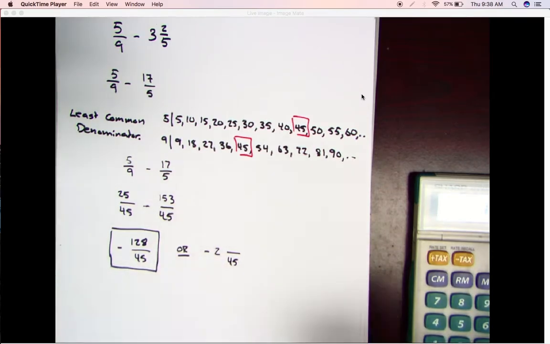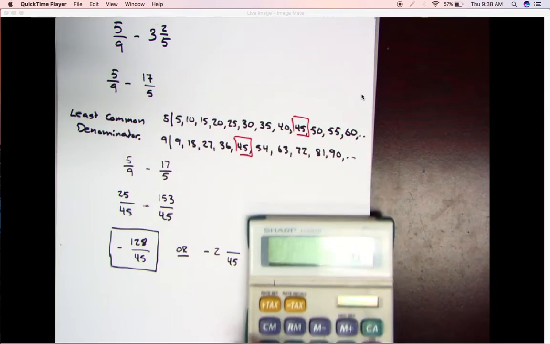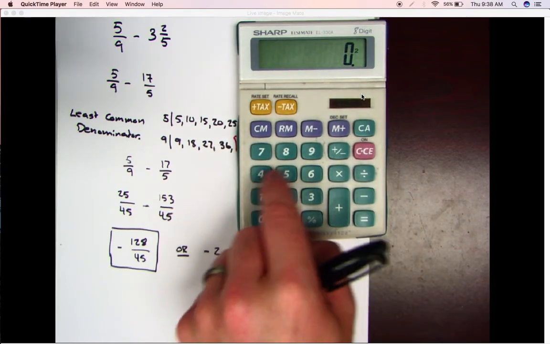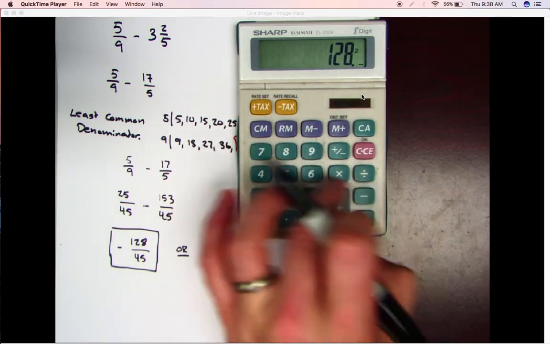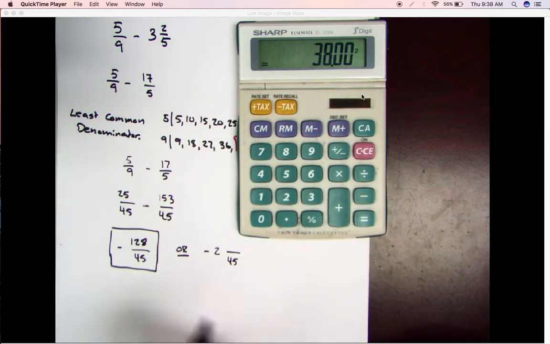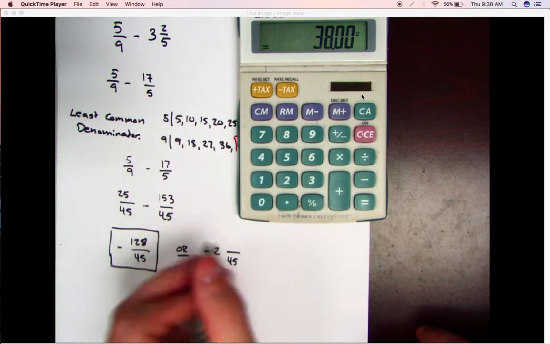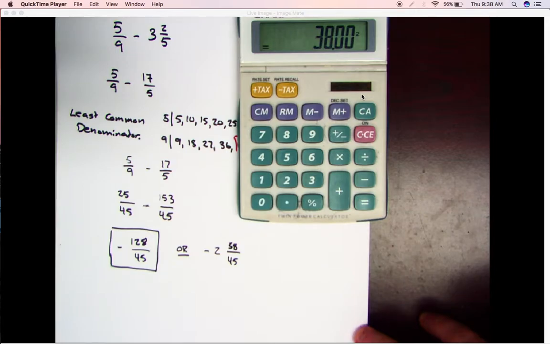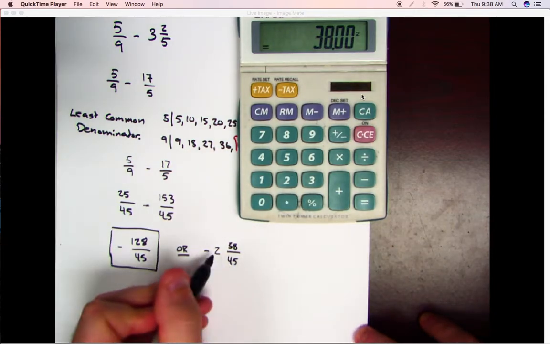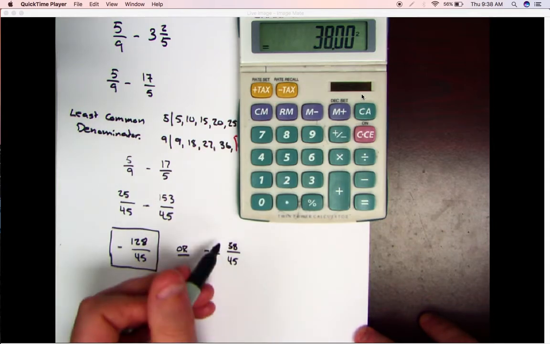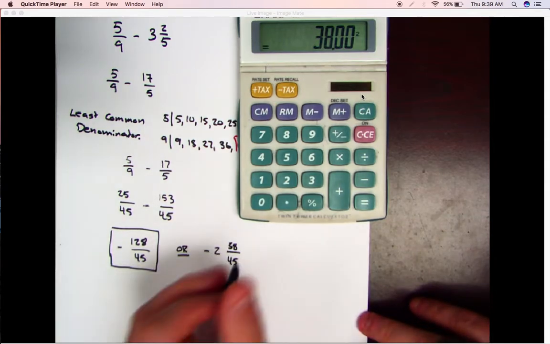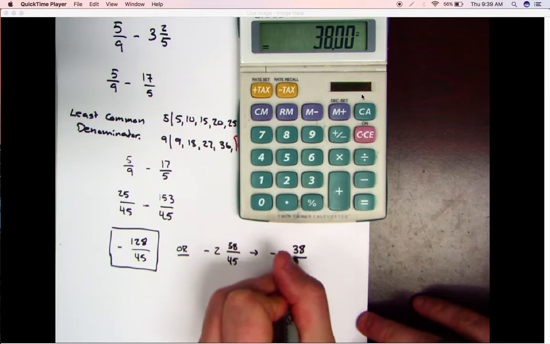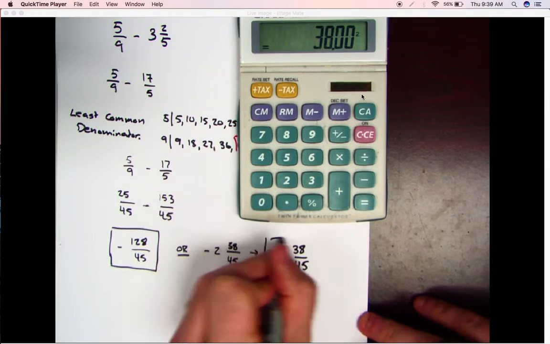So 45 times 2, well, that gets us a 90. And now 128 minus 90, well, that gets us a 38. In other words, this is going to be rewritten as negative 2 and 38 over 45. You can always double check. 45 times 2, that gets us 90. And a 90 plus 38, well, that gets us 128. So negative 2 and 38 over 45. That would be another equivalent answer.